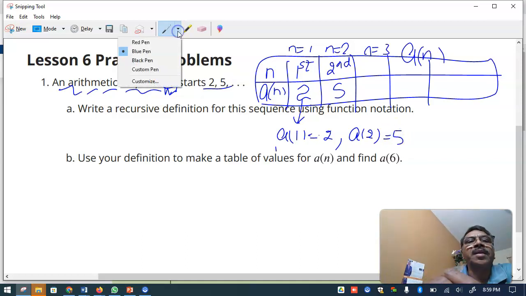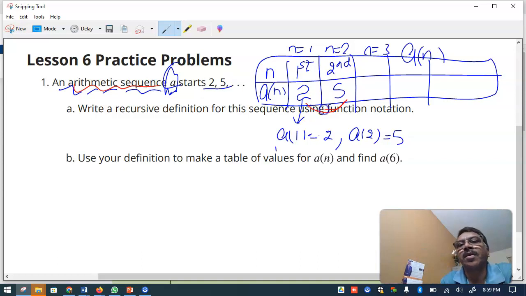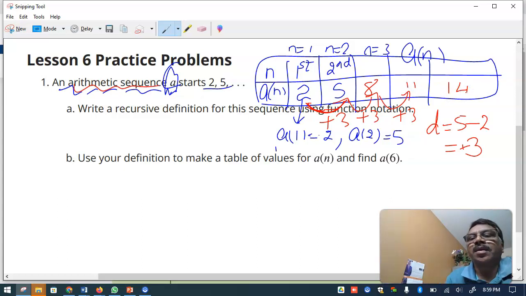And because it is arithmetic sequence, it has a rate of change. So you want to know what is the rate of change from 2 to 5. And clearly see, if you subtract 5 minus 2, you get a common difference with the rate of change, which is 3, and it is plus 3. That means you're adding plus 3. So each time you add plus 3, and then you get 8, and the next one is plus 3. And so that's the sequence you get. Plus 3 is 14. Now, the question is write recursive definition.